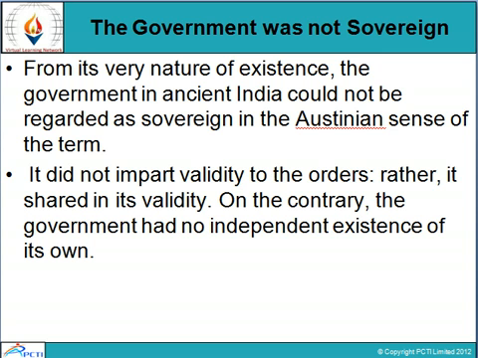The government was not sovereign. From its very nature of existence, the government in ancient India could not be regarded as sovereign in the Austinian sense of the term. It did not impart validity to the orders; rather it shared in that validity. On the contrary, the government had no independent existence of its own. It was just considered a part of the greater whole.